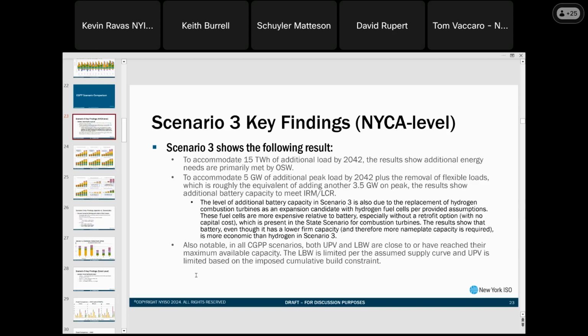And just one final point, going back to the capacity limitations that I was discussing earlier, you have these UPV and land-based wind limits that are close to or have reached their maximum available capacity. And so the model doesn't really have the option to build those resources. And that's why you won't see any more of them.